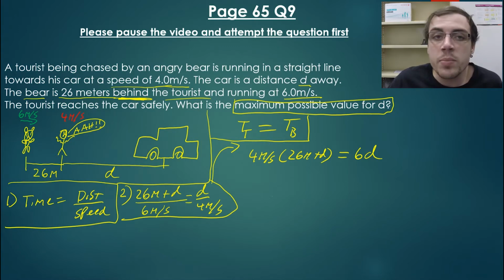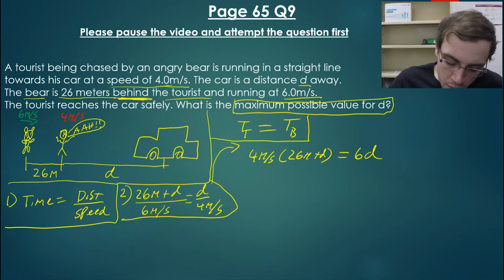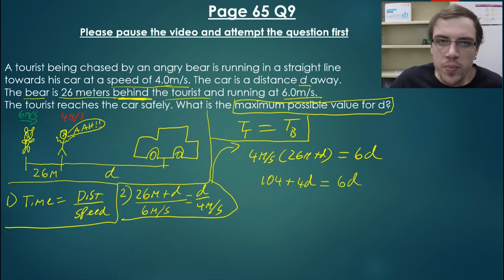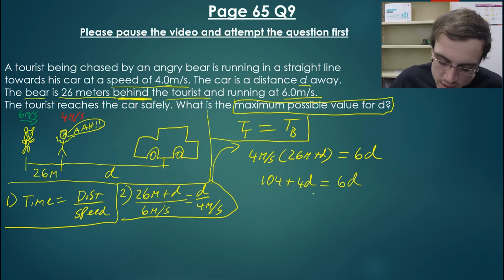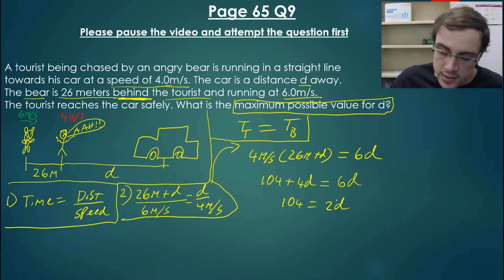Our next step is to expand these brackets. So 4 times 26 is going to give us 104, plus 4 times D is 4D, is equal to 6D. So we can see we've got our addition here, and we rearrange this by moving our 4D over. That gives us 104 is equal to 6 minus 4, which is 2D. Now the operation between the 2 and D is a multiply, so we're going to move this 2 over here.